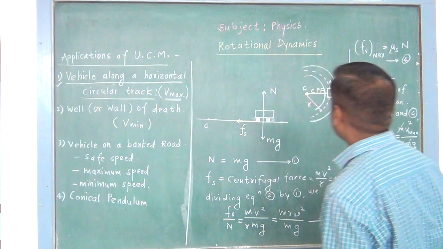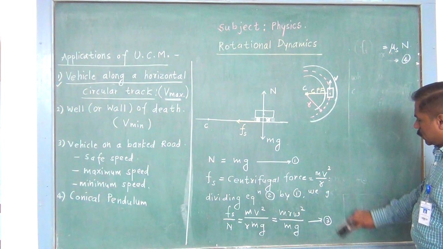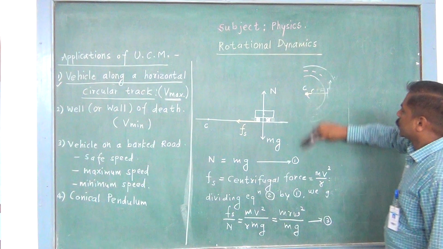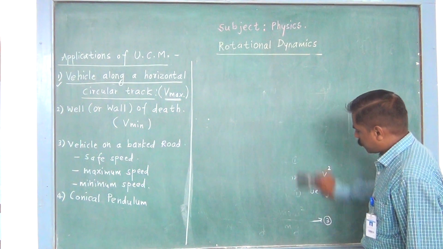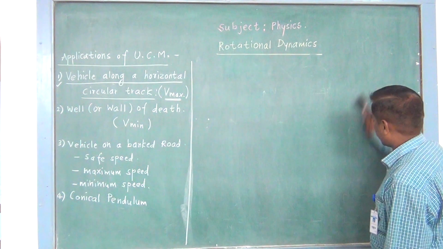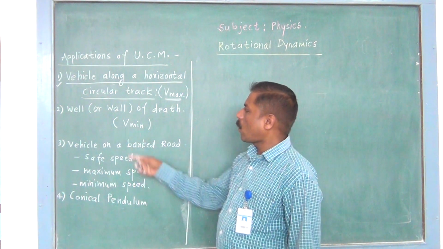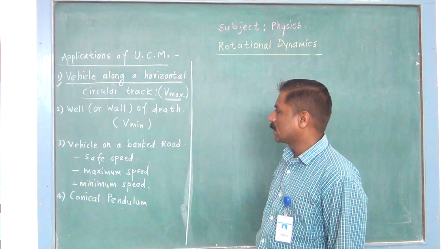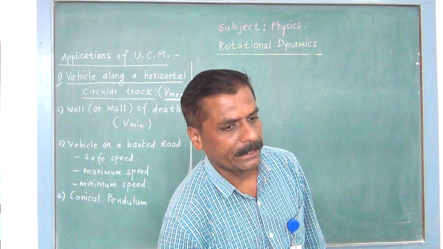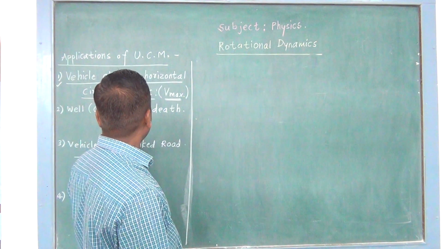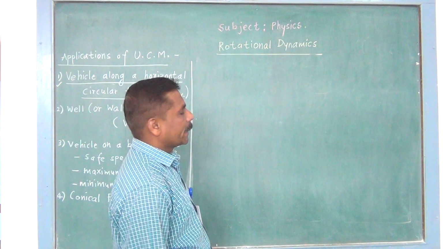Okay. Now we are interested to explain the second application of uniform circular motion. If you observe the second application, the name of the application is written here, that is a well or wall of death, and in this application we want to find out the minimum speed. So first we want to draw the diagrammatic representation for this, so that you will get an idea.